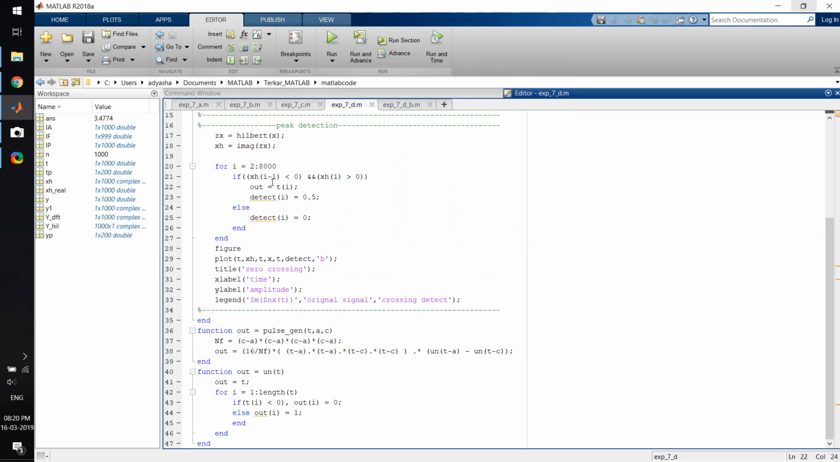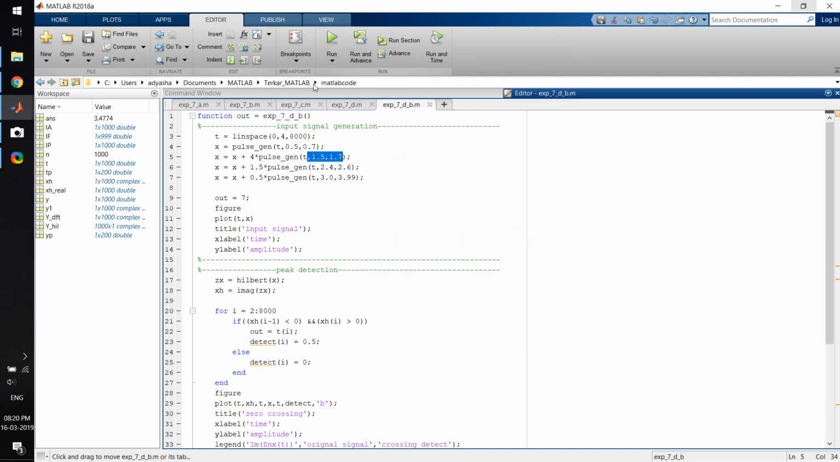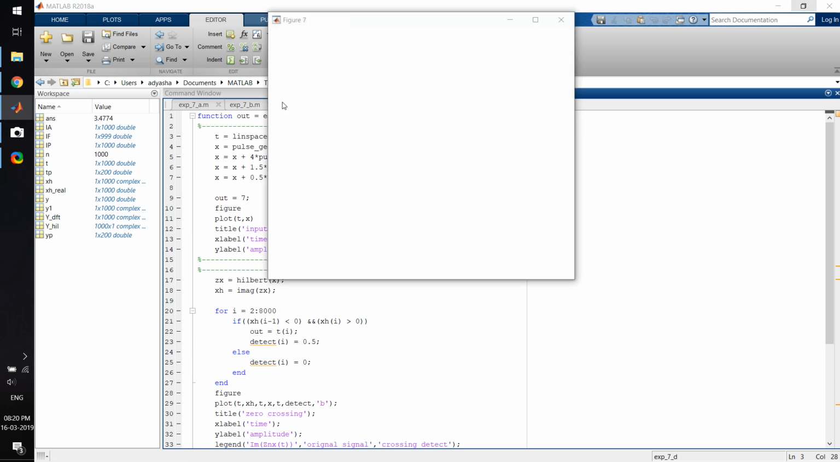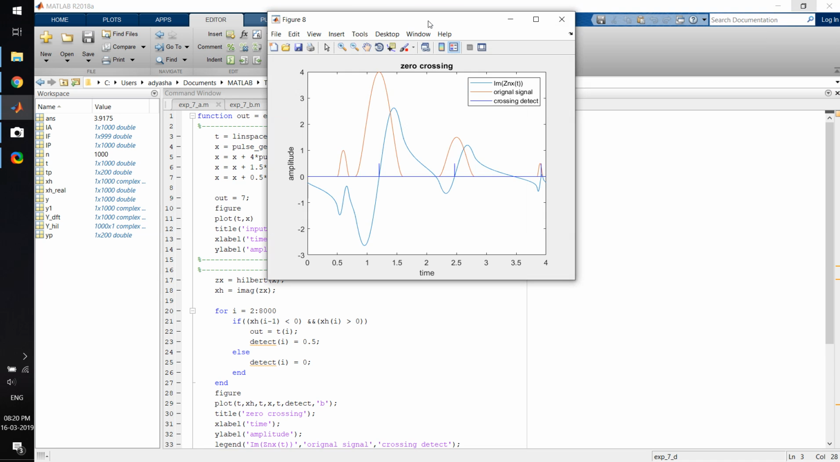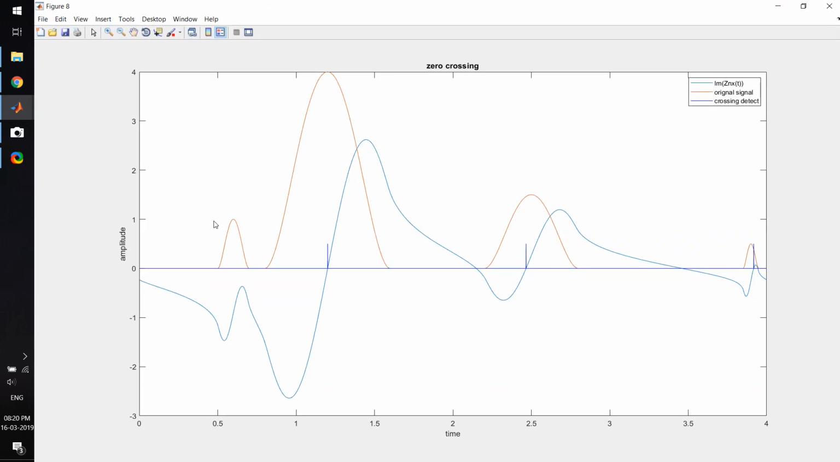Okay, so this is the same code as this one, except that the pulse locations have been changed, as you can see here, where it is 0.8, 1.6, while these locations are different, right? So let's run this code and see. Yes, so you can see that when a bigger pulse is brought very close to a smaller pulse, the smaller pulse goes undetected as the bigger one dominates it.